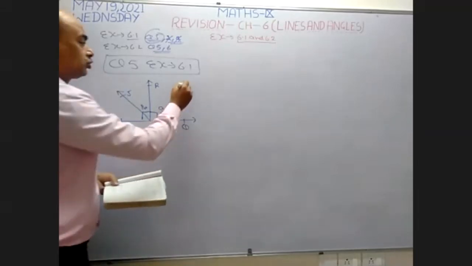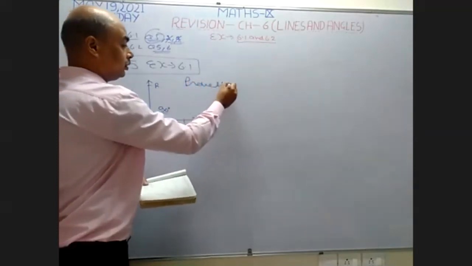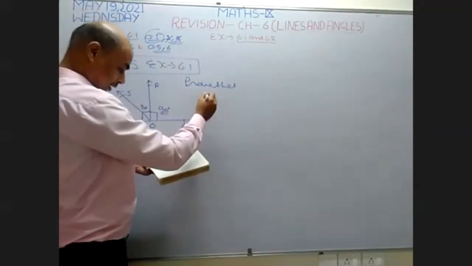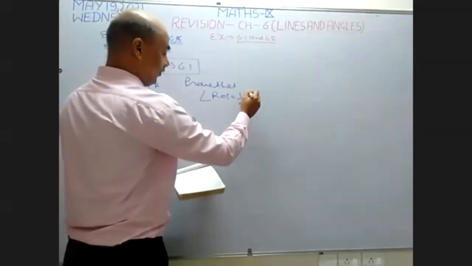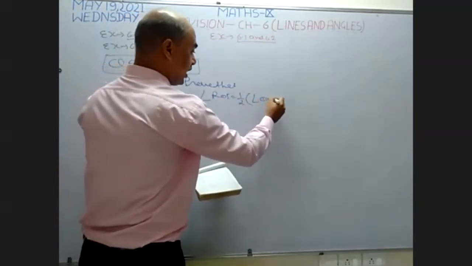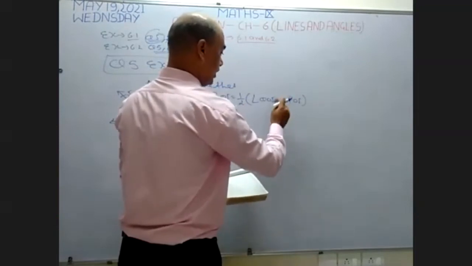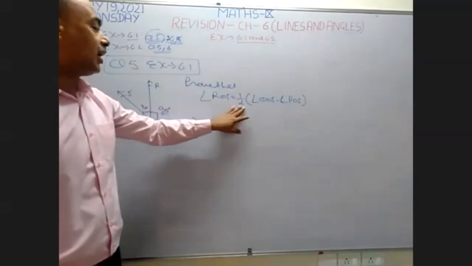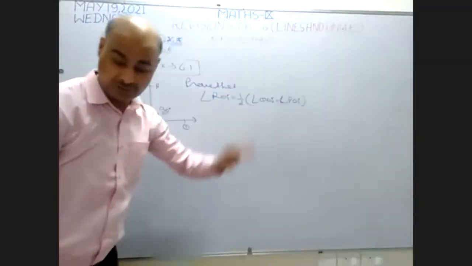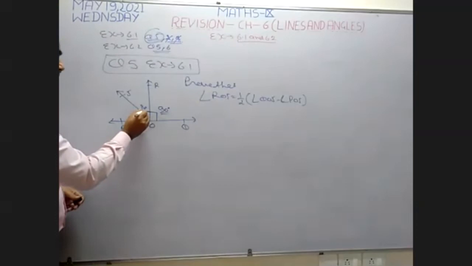In this question, we have to prove that angle ROS is equal to half of angle QOS minus angle POS. This is the question. Okay. In this question, I want to prove that angle ROS equals half of angle QOS minus POS. Now see how I want to start this question. This is a very simple question.